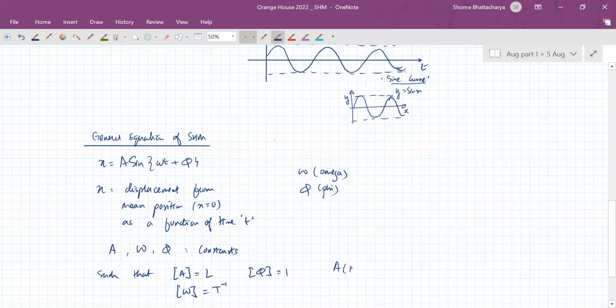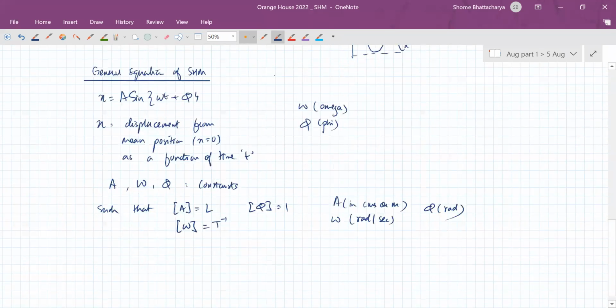So amplitude A is usually in centimeters or meters or even millimeters, whatever. Omega is typically in radians per second, and phi is in SI unit expressed in radians. Okay, so make a note of this first, then we'll understand each of these terms.